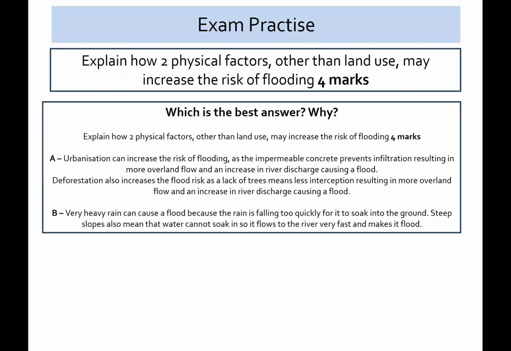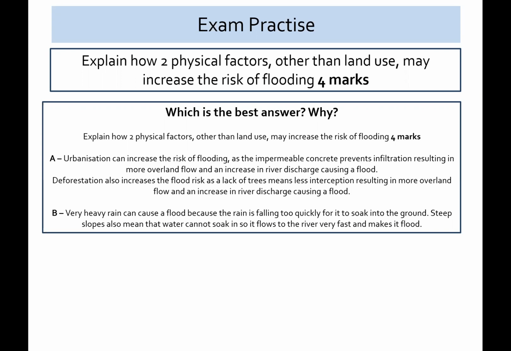So answer A, urbanisation can increase the risk of flooding as the impermeable concrete prevents infiltration, resulting in more overland flow and an increase in river discharge causing a flood. Deforestation also increases the flood risk as the lack of trees means less interception, resulting in more overland flow and an increase in river discharge causing a flood.